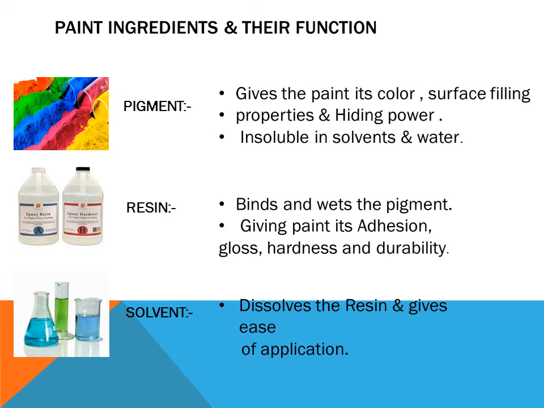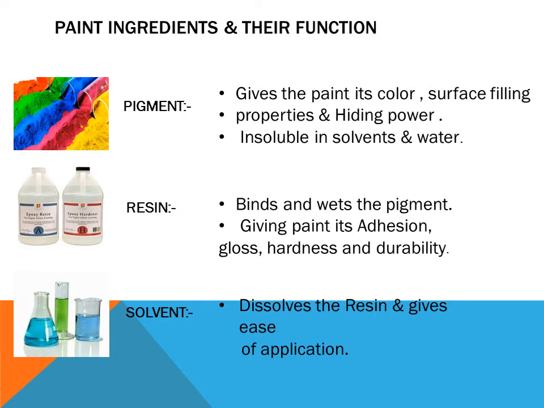Generally, pigment is solid, very fine particles, and it gives the paint its color, fills the surface properties, and provides hiding. Then it's generally insoluble in solvent and water, meaning in whichever medium they are going to dissolve, they are insoluble, not soluble. We know that in paint that medium would be solvent or water.